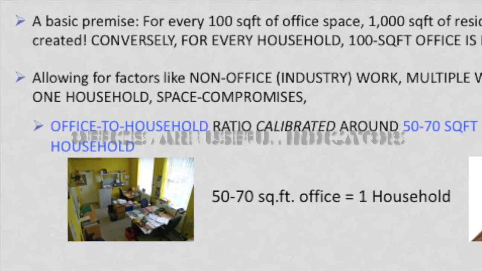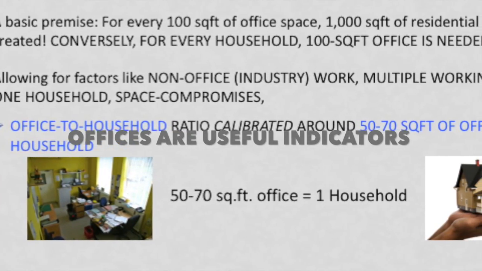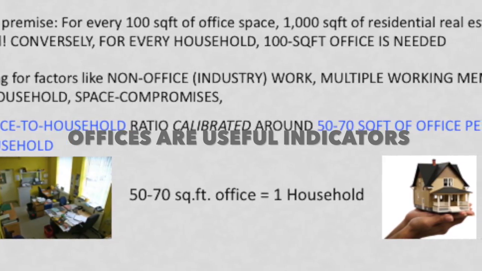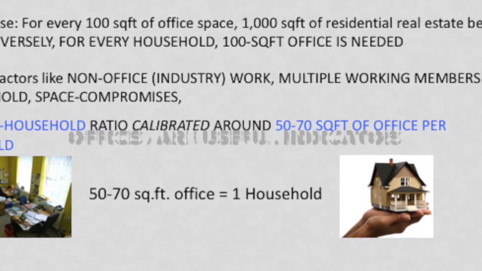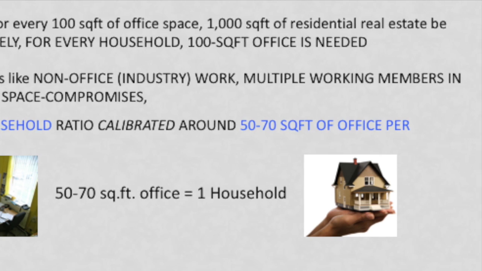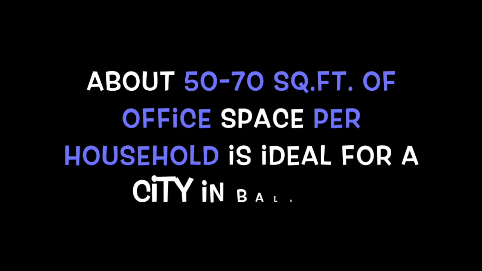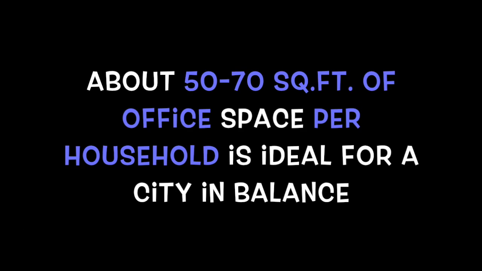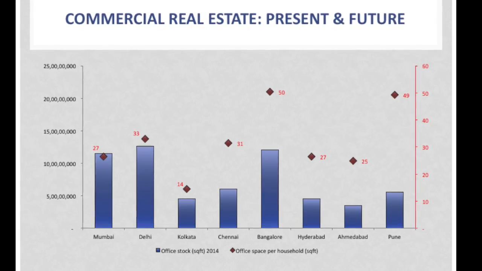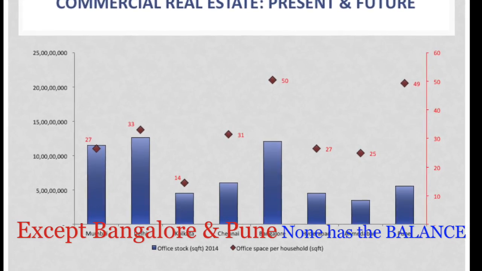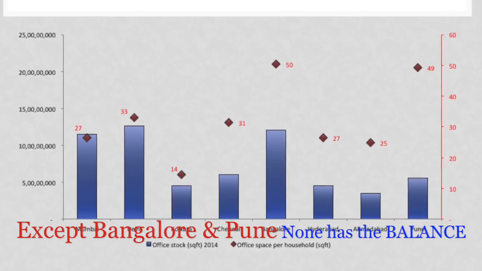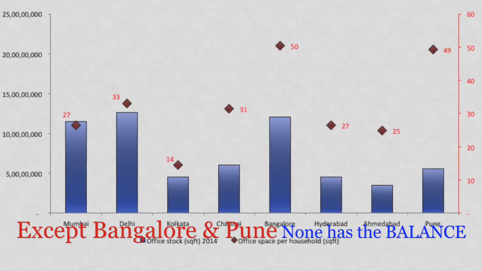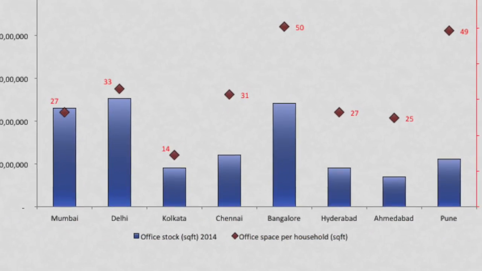After accommodating various other factors, it can be safely assumed that about 50 to 70 square feet of office space per household is a good ratio for a city. But here, look at some of the major Indian cities. Except Bangalore and Pune, they have abysmal ratios, which means they can't sustain too many.